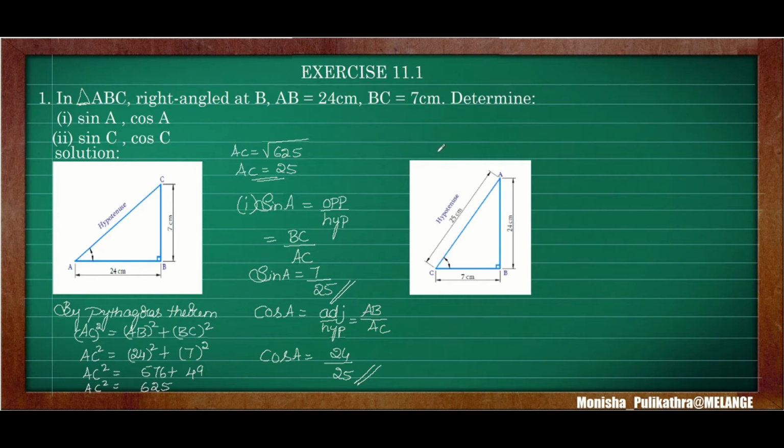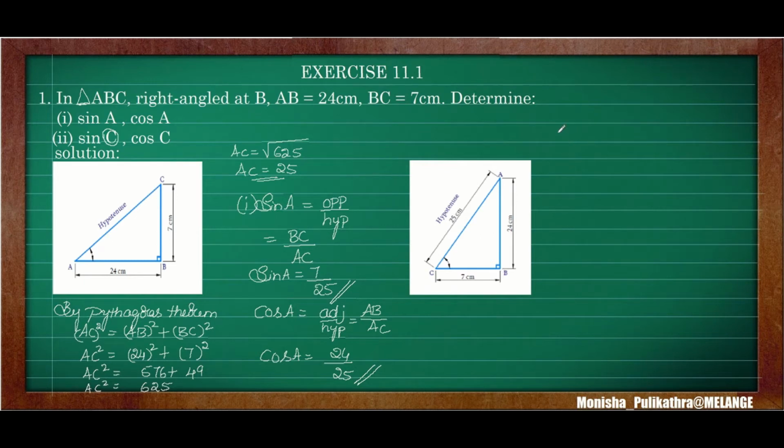Next, the second problem. The second one is sin C and cos C. Since they have given C here, the angle will be at the C position. All the values remain as they are. The values will not change. We just need to change the vertices A and C. Since in the question they have given angle C, we have to put the theta at angle C. So this side AB will become opposite, the hypotenuse will remain the same, and BC will become adjacent.